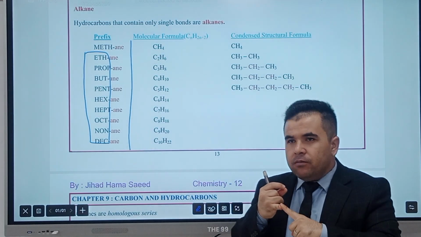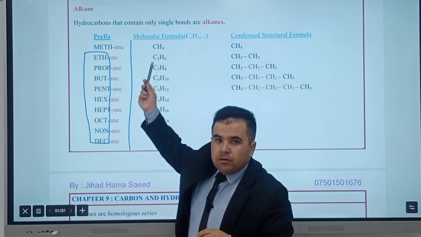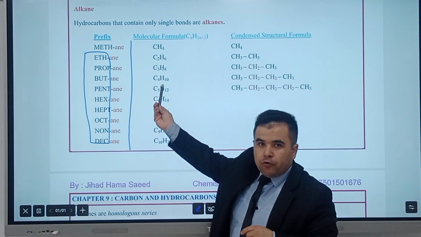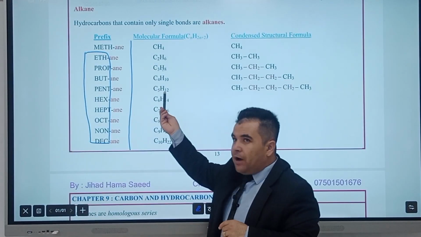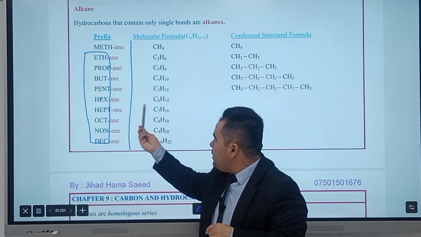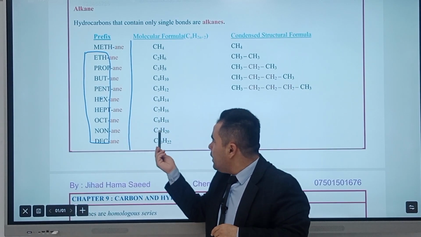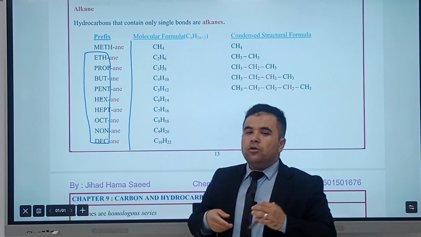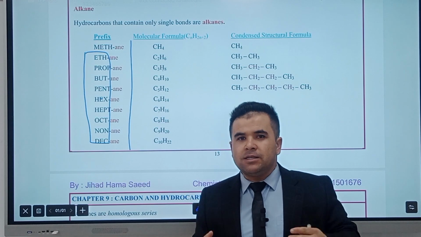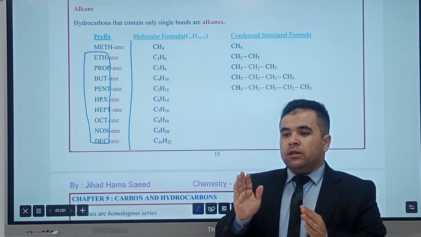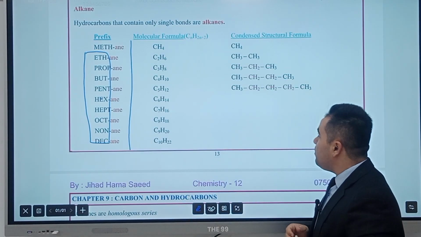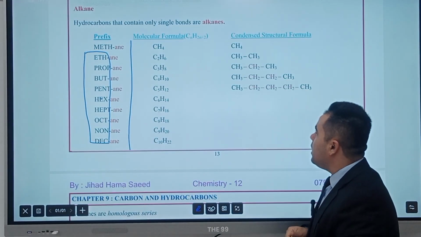Meth refers to 1 carbon, eth to 2 carbons, prop to 3 carbons, but to 4 carbons, pent to 5 carbons, hex to 6 carbons, hept to 7, oct to 8, non to 9, dec to 10. So methane, ethane, propane, butane, pentane, hexane, heptane, octane, nonane, decane, up to 10 included for us. We are not required to know more than 10, but in chemistry we have more than 10 as well.